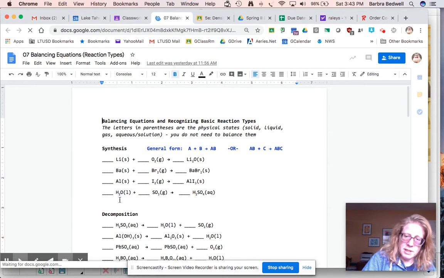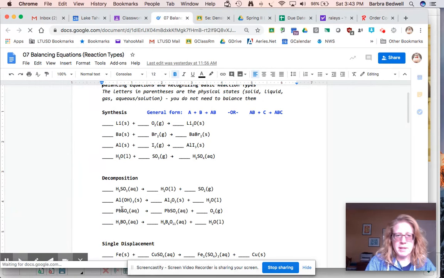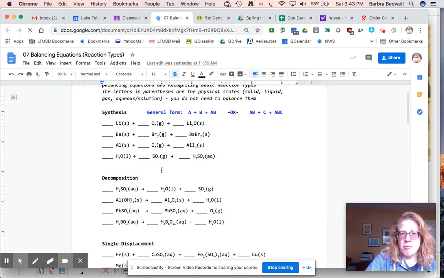If you prefer to print this off and do it on paper and upload a copy of it, that's fine. If you want to do it on a separate piece of paper and then upload a picture of it, also fine. But this is the idea of balancing equations.